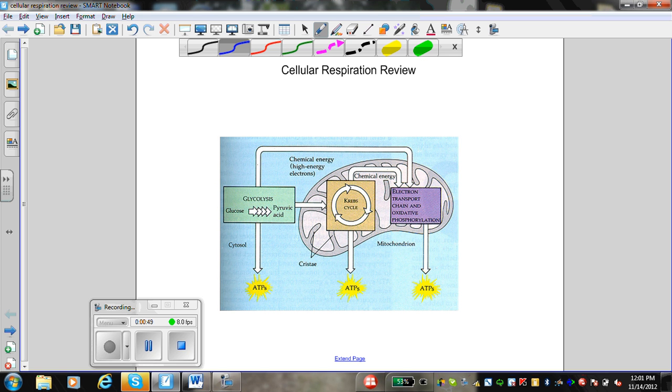So, first part, glycolysis. We're going to do this in the cytoplasm, the cytosol, as this diagram is saying. We are going to make some ATP, but the key is that we're going to be shuttling some things, hopefully, all the way down to the electron transport chain, and we're going to be shuttling some things into the Krebs cycle.